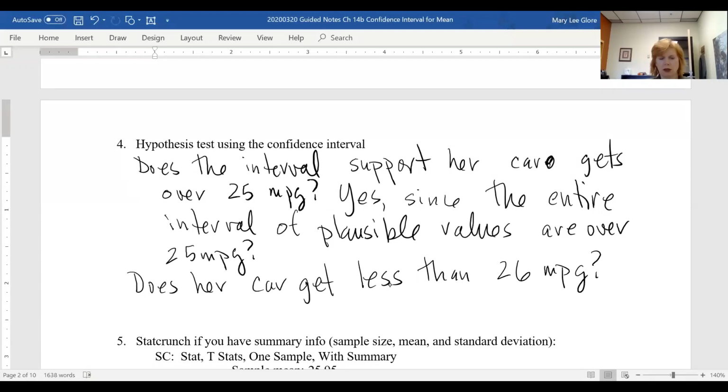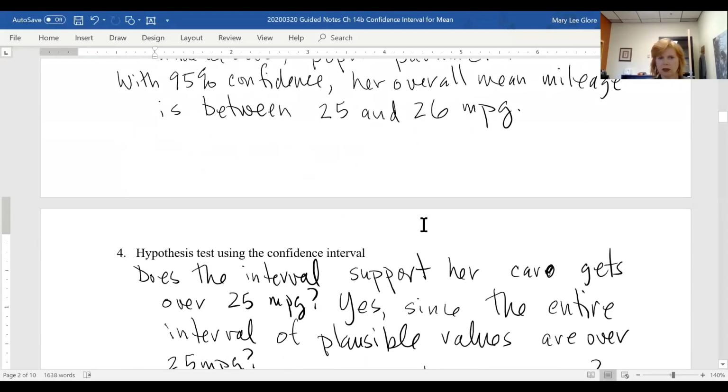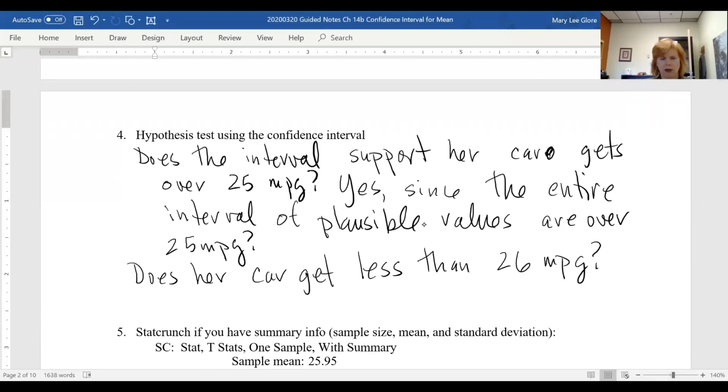So we go back up and look at the interval. All right, it's between 25 and a half and 26.44. So do I have strong evidence that it's less than 26, right? And here's the deal. The interval goes between 25 and a half and 26.44. So values between 26 and 26.44, which is bigger than 26, are plausible values. So we're not sure, right? All right, so we're going to say, let's just say not necessarily.